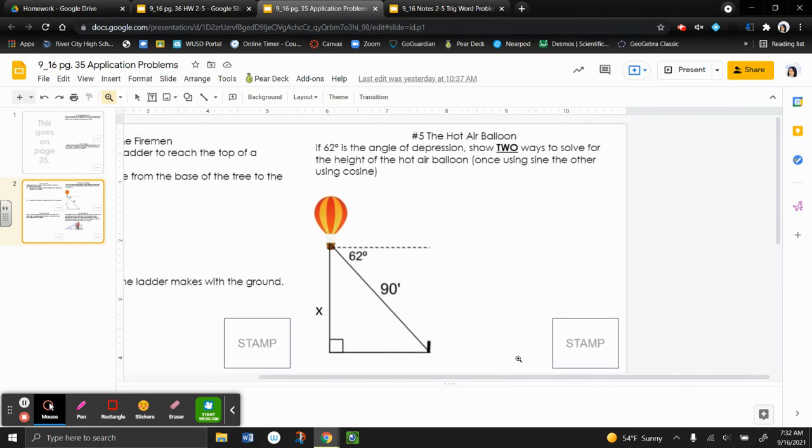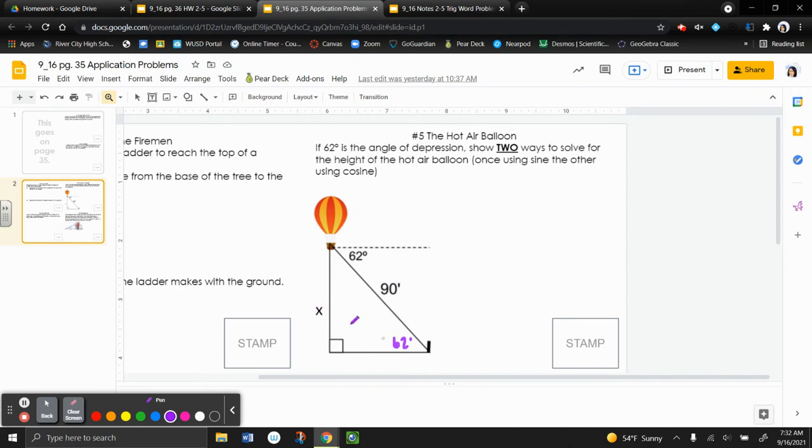Next problem here, hot air balloon. So the picture's already drawn. It says, show two ways to solve for the height of the air balloon. One's using sine, the other using cosine. So here we have the angle of depression, which we know is going to be equal to the angle of elevation. So I can go ahead and fill that out.